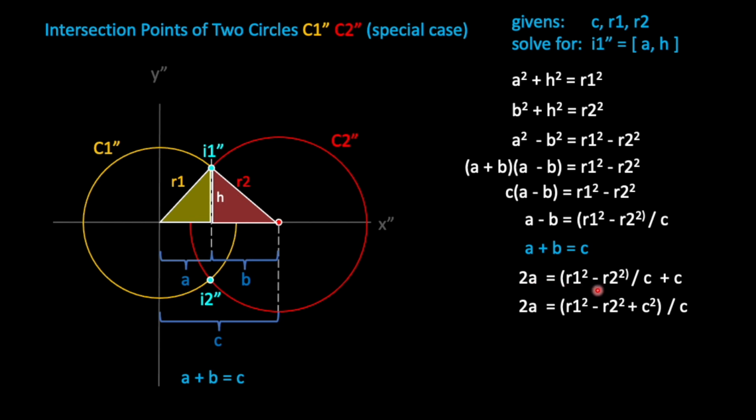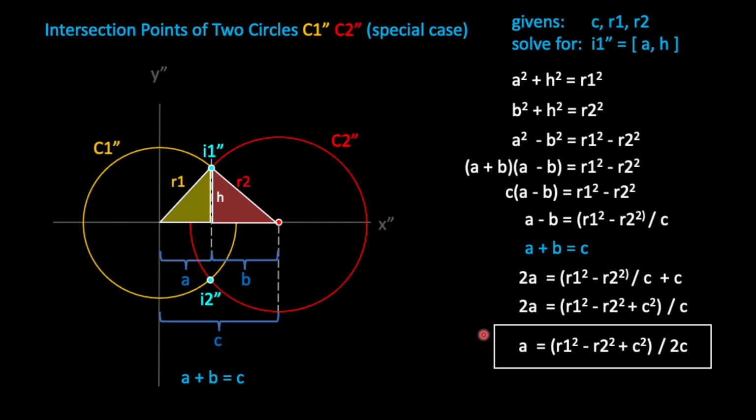So what I'm going to do is now put everything on the right side under a common denominator, C, so that means this term C over here becomes a C squared over C. I move it inside the parentheses, put this under a common denominator, and we have an answer for A. So we'll just divide both sides by 2, and looks good. This is a given, R1, R2 is a given, C is a given. So we've got our unknown A now calculable in terms of all givens.